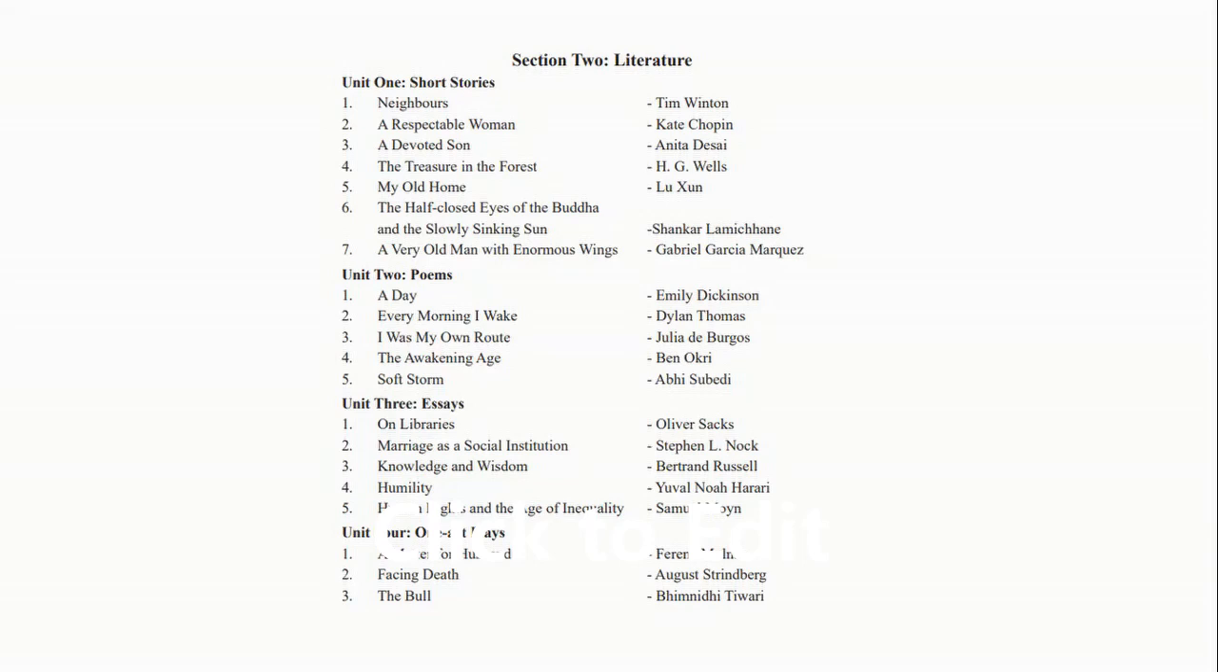A Colombian writer we have Gabriel Garcia Marquez, A Very Old Man with Enormous Wings. We have Indian writer Anita Desai, A Devoted Son. And we have other writers too.